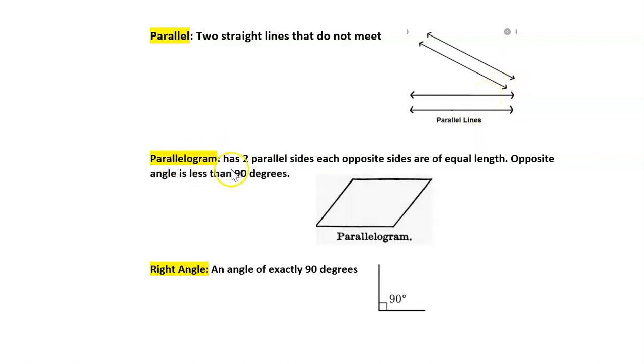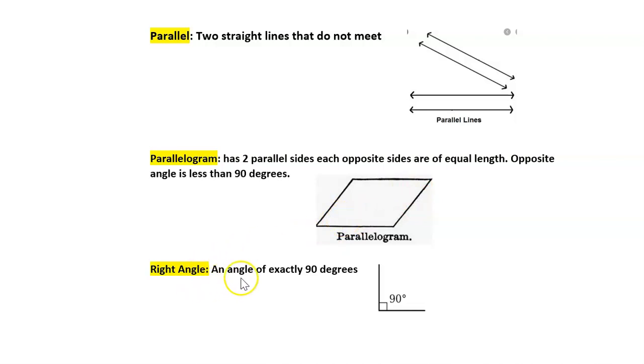A parallelogram has 2 parallel sides. Each opposite side is of equal length. Opposite angle is less than 90 degrees. So we have 2 sets of parallel sides. We have one set of parallel sides right here, and another set of parallel sides that are of equal length. And this angle within this parallelogram is less than 90 degrees.